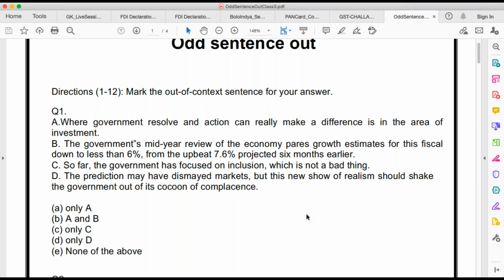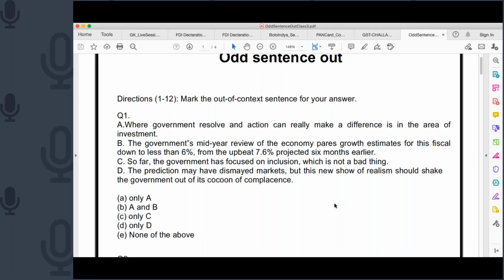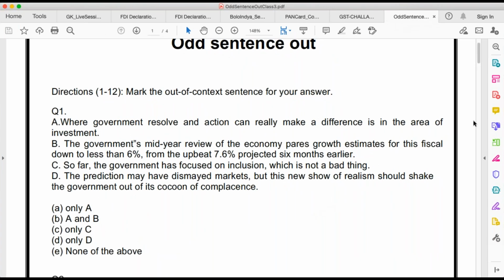D is related to B, and B is nothing but economic prediction. D is the extension of the analysis of that projection. Understood, Saloni? B is saying, I have brought down your economic prediction. D is saying that because this projection has been reduced, government will come out of its complacency. Understood, Saloni? So my A, B and D, they are related. And my answer for this question will be option number C. Is it clear to everyone?